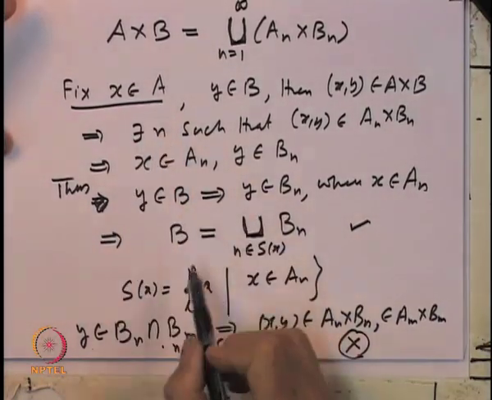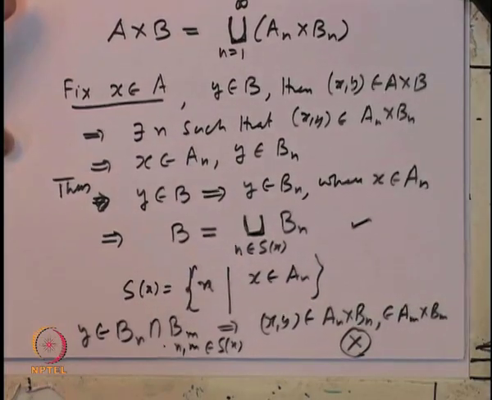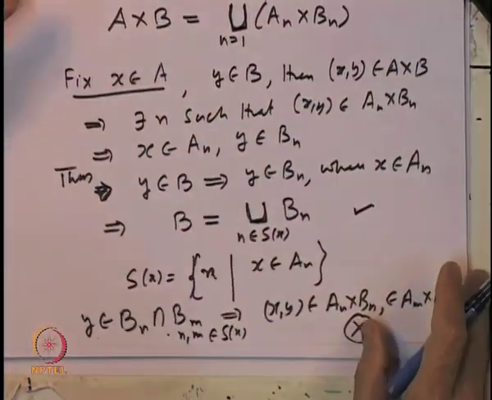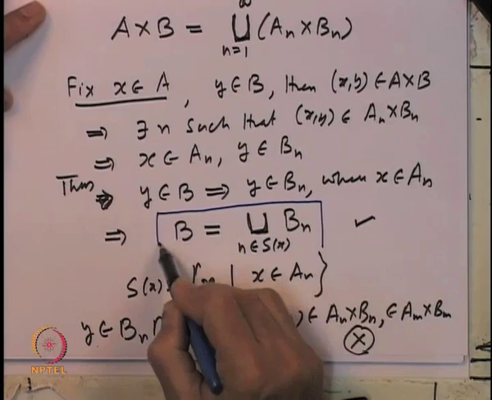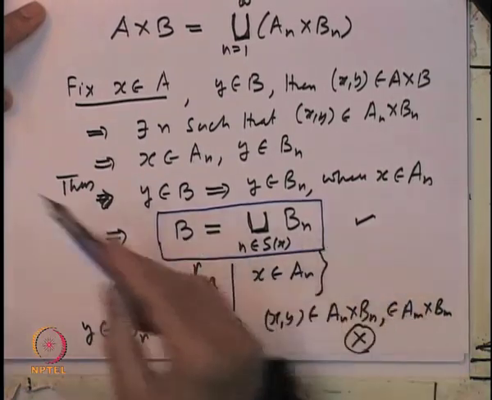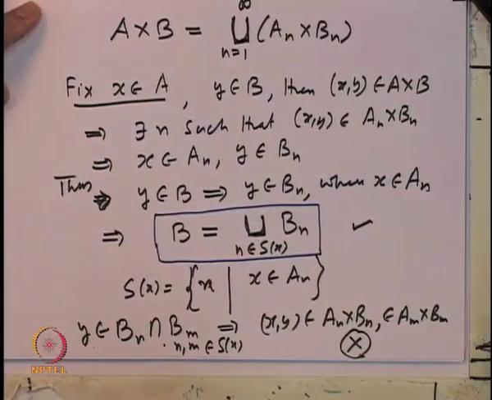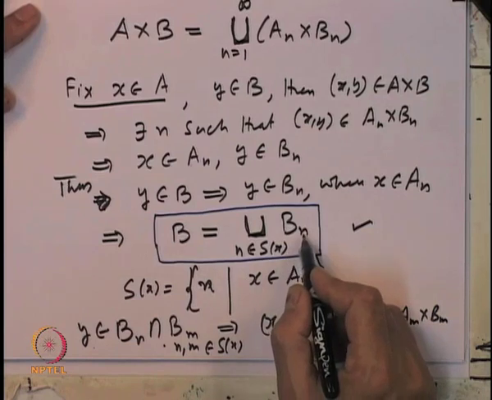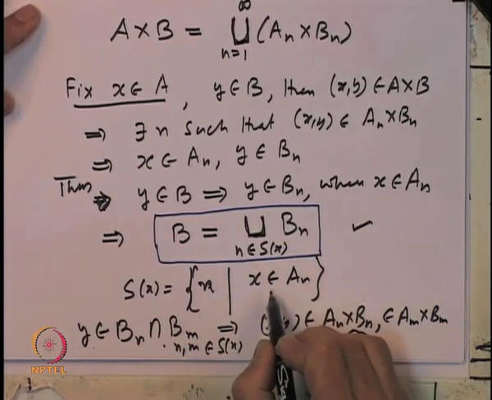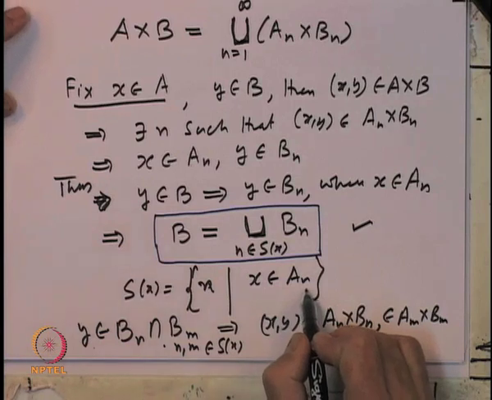So, what we are saying is the following, that for any fixed x, I can write my set B as a disjoint union of sets. So, this is what the conclusion is. I can write the set B as a disjoint union of sets B n's, which are coming in this union, but which n's? Those n's such that x belongs to A n.